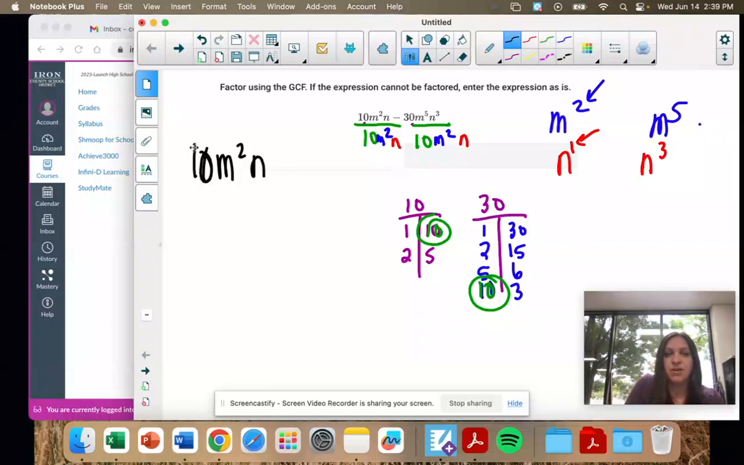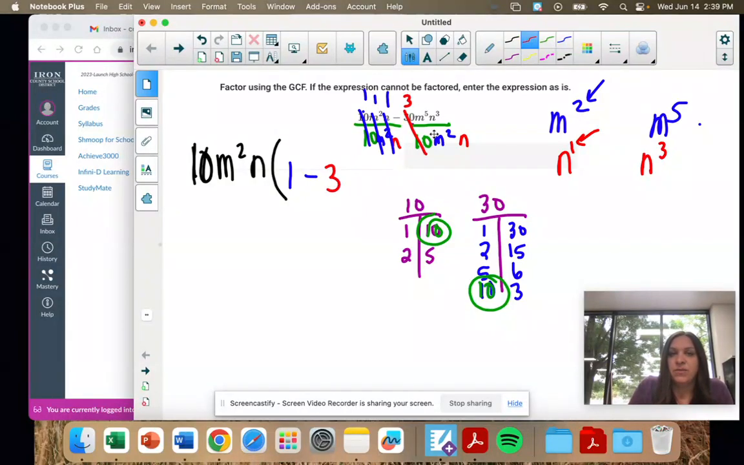And then we have to write what's left over after we take that out. So 10 divided by 10 is 1. M squared divided by m squared is 1. N divided by n is 1. And then the sign is minus. 30 divided by 10 is 3. We have 5 m's and we're taking away 2. So we're left with 3. We have 3 n's and we're taking away 1. So we're left with 2.